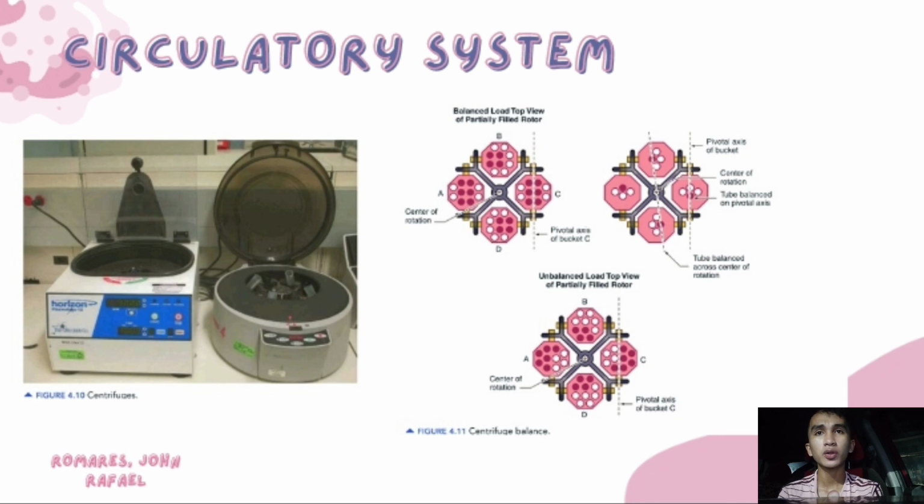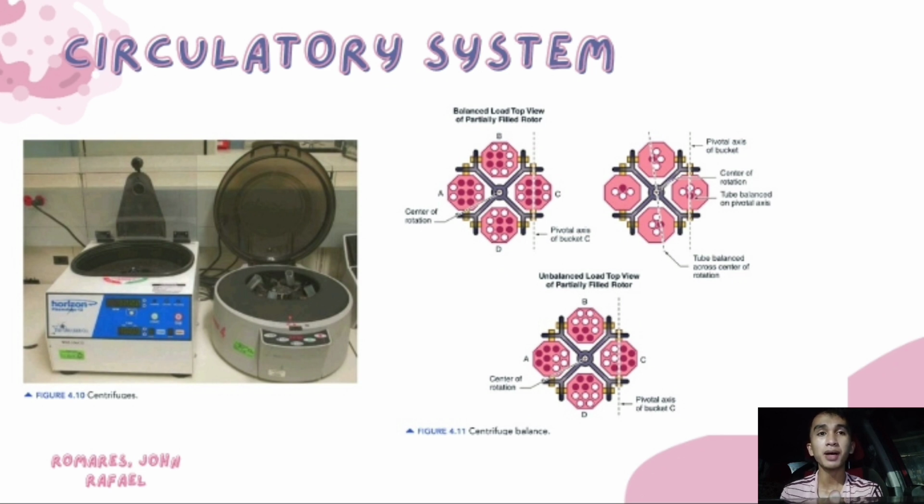In the balanced load top view of the partially filled rotor, we can see that it is balanced based on the placement of tubes. It is important that the tubes are placed oppositely to make it balanced. Like A has 4 tubes and C has 4 tubes. B has 6 tubes and D has 6 tubes.